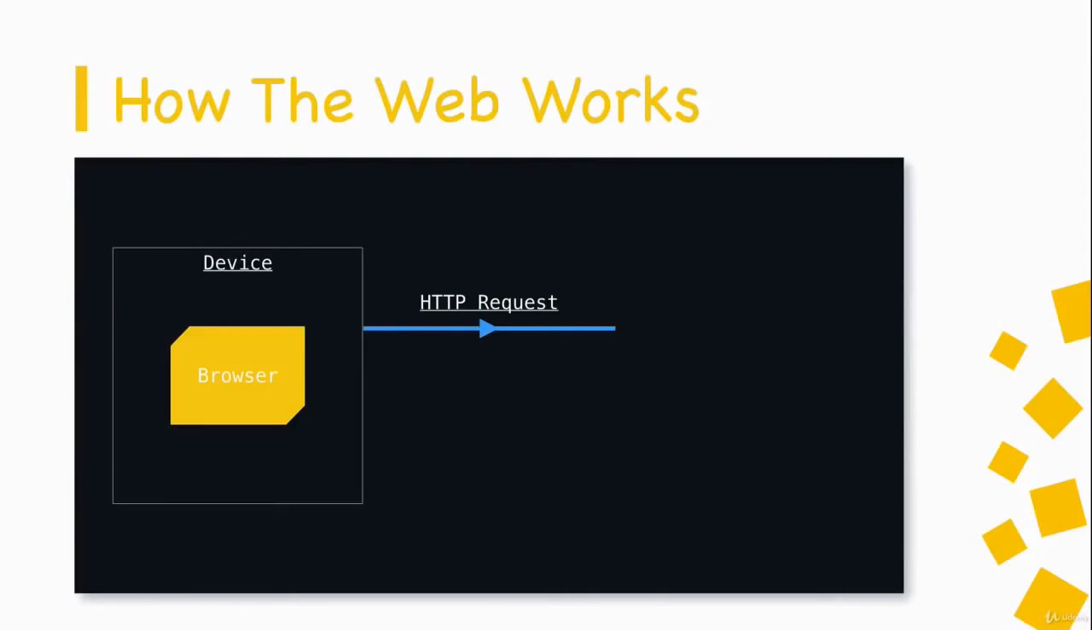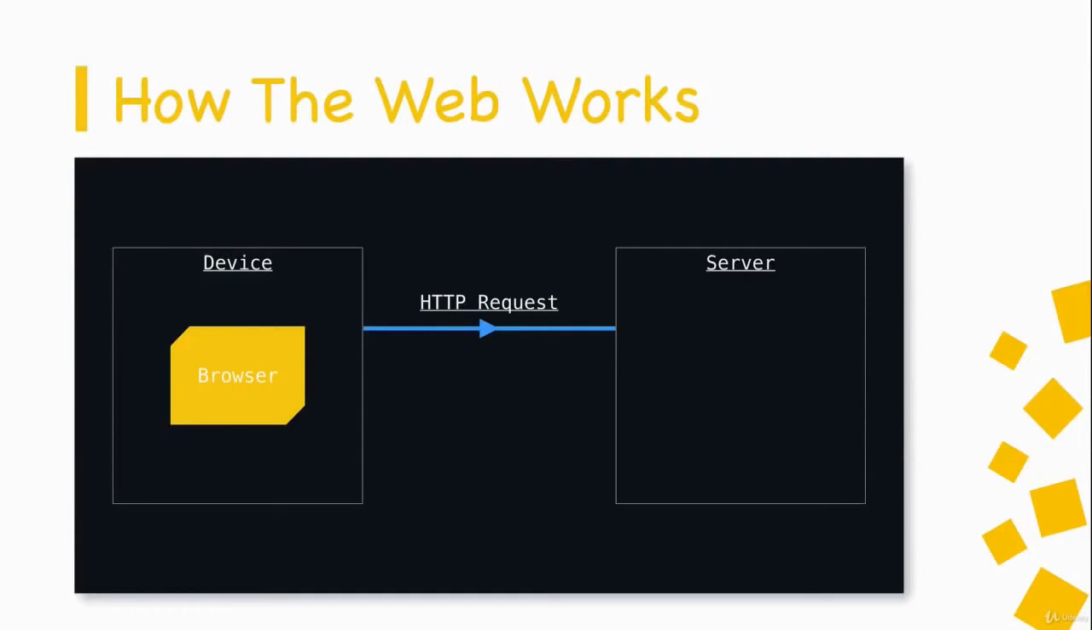Now once the browser has the IP address, the browser can send an HTTP request to that specific IP address. So basically, through the internet, the browser sends a request to the specific server that hosts the example.com website, telling that server that, hey, I want this example.com website on my device. So it sends an HTTP request to the specific server. And here we have the server.